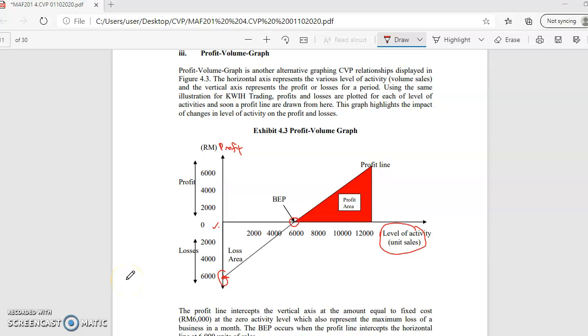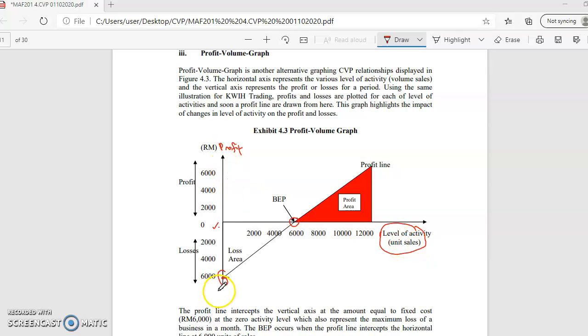In a previous video, we have discussed two types of graph, break-even graph and contribution graph. And in this video, I would like to discuss profit volume graph. Profit volume graph is very simple. You have to draw the horizontal line and vertical line. So the horizontal represents your unit of sales and the vertical represents your profit.